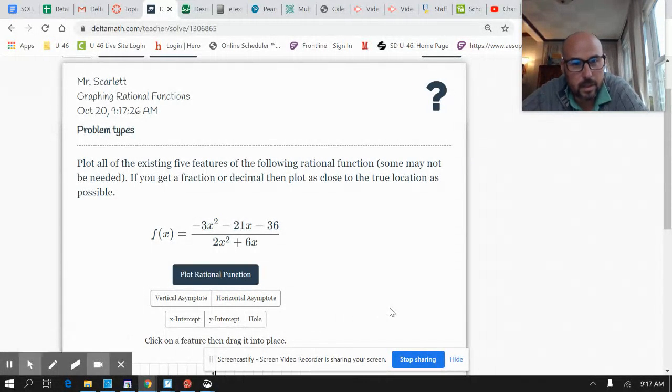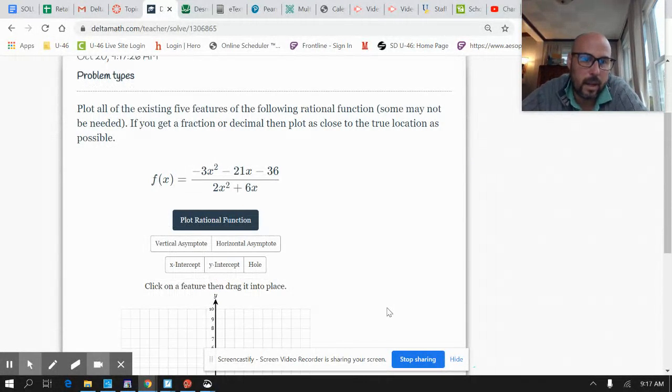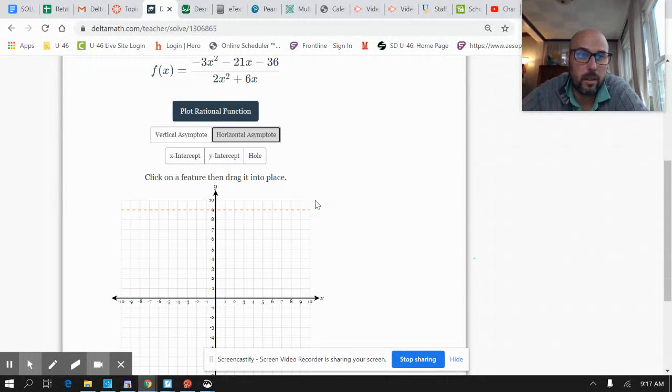Okay, here's a second problem, and right away I notice that the degrees are the same, so that means that there is a horizontal asymptote, and it occurs when I divide the two leading coefficients. Well, negative 3 divided by negative 2 is 3/2, not negative 1/2. So I have to drag it down to where y equals negative 1/2.